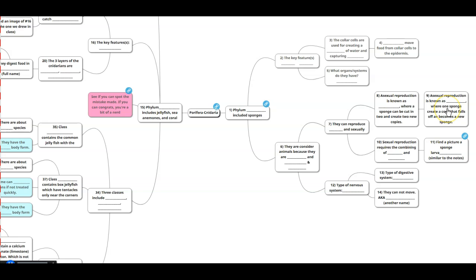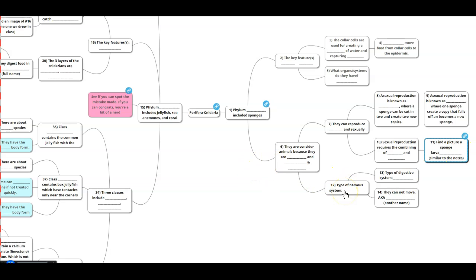So 8 and 9 are the two types of asexual reproduction. I'm going to let you look these two up on your own. Moving on over to 10. Sexual reproduction is the combining of, and I would expect to see sperm and egg here. If you put male and female, okay, but sperm and egg is probably better wording. Number 11, find a picture of an actual sponge larva like the one we drew inside of our notebook. For those of you who have been out, go ahead and click on the link and it'll show you what one looks like. And yes, those of you in class can use it too.